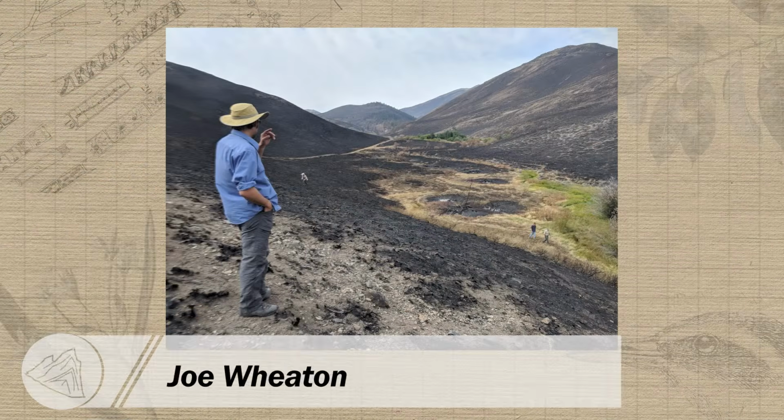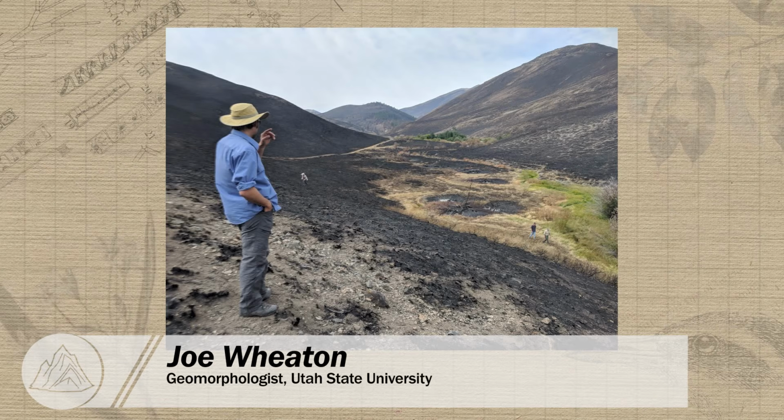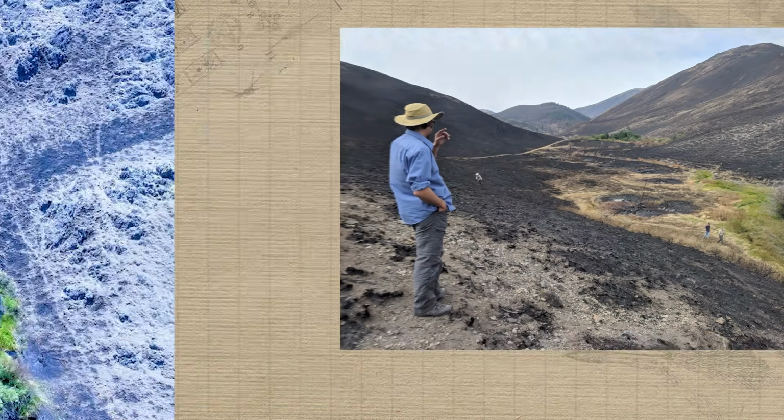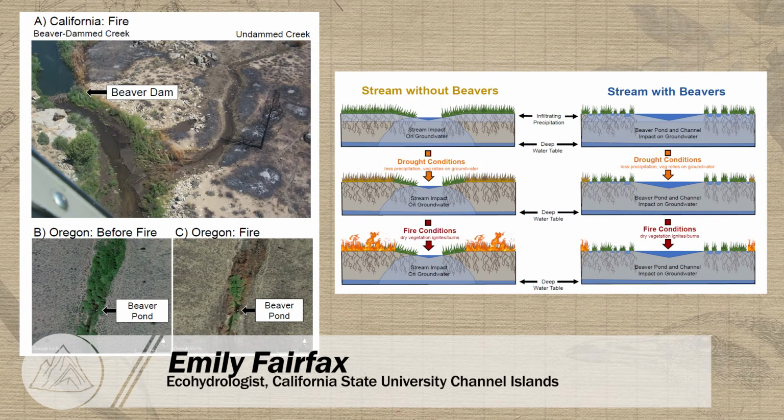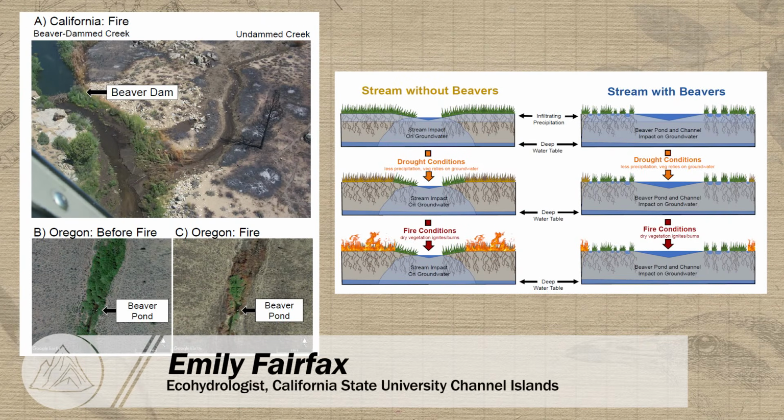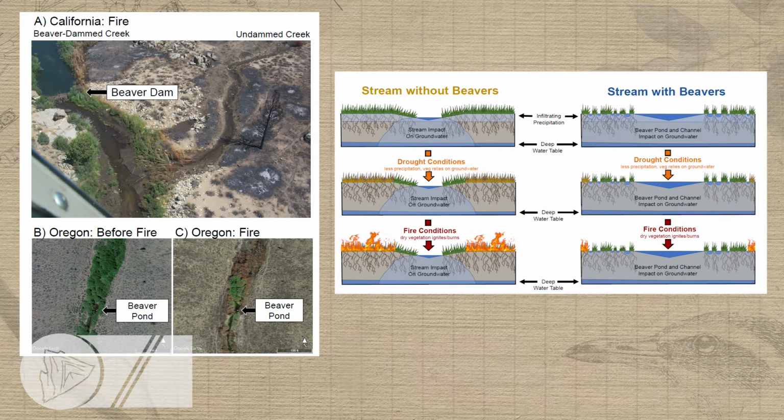In fact, researchers in the western US have found that in addition to providing drinking water sources and habitat for other species, beaver ponds can also fight fires. And one of these scientists is Professor Joe Wheaton from Utah State. He's a geomorphologist who's demonstrated the stunning effect that beaver-dammed wetlands have in slowing the spread of wildfires. Building on this observation, eco-hydrologist Emily Fairfax's team published a recent paper that found beaver-dammed wetlands suffered 3 times less fire damage than surrounding areas during wildfires.